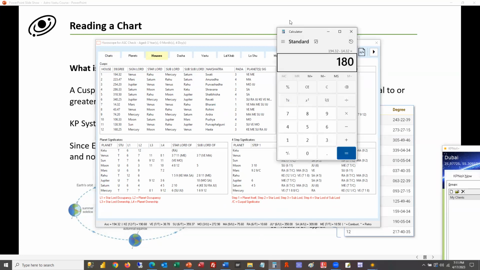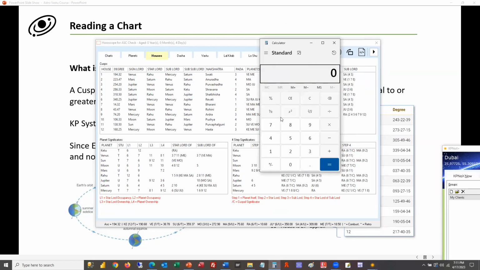So let's see how long the third house is. If I have to see that, I will take 286.33 minus 254.2. What is the length of the third house? 32 degrees, right?